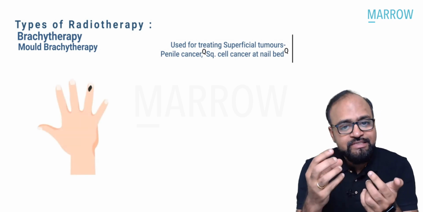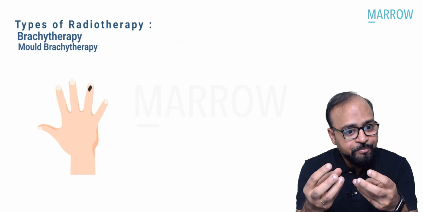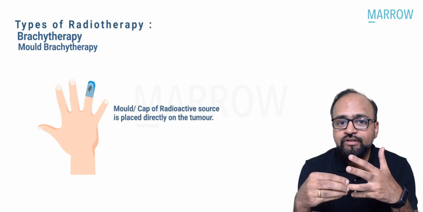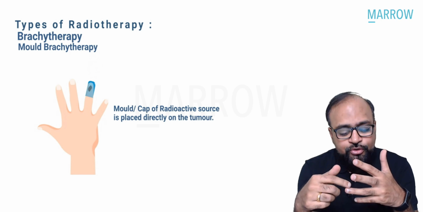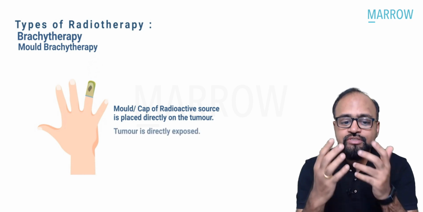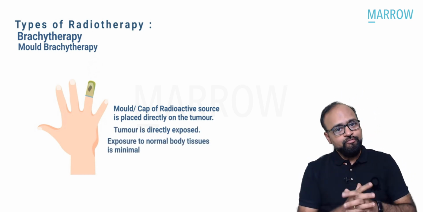What is done simply is that a cap of a radioactive element is prepared and the patient simply wears this cap on the tip of the finger. So what is going to happen? The tumor is going to be exposed, but the rest of the normal body tissues are not exposed. So this is what is the mold type of brachytherapy.